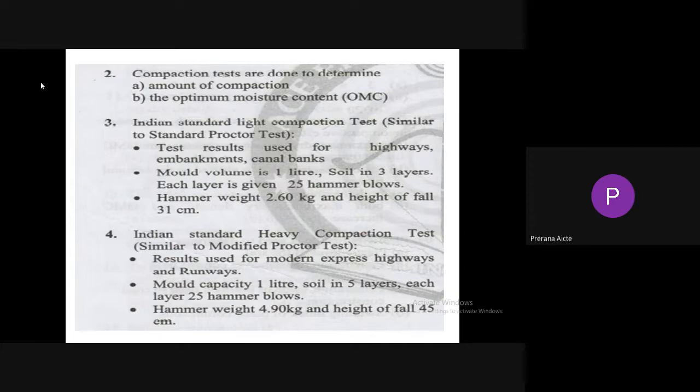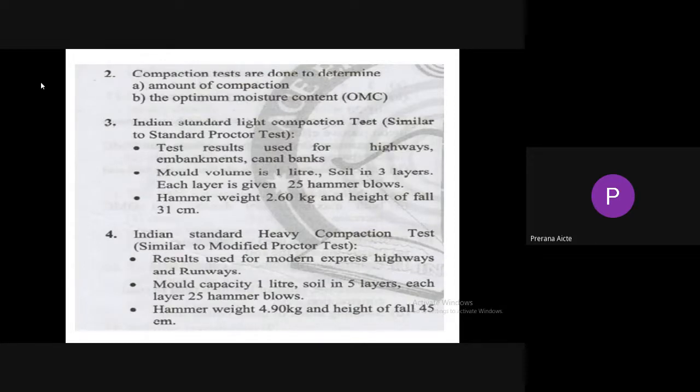So the test is used for highways, embankments, canal banks. That means the results of the standard Proctor test are used for highways, embankments, and canal banks. The volume of the mold is 1 liter. Soil is placed in 3 layers. Each layer is given 25 hammer blows. The hammer weight is 2.6 kg and height of fall is 31 centimeters.